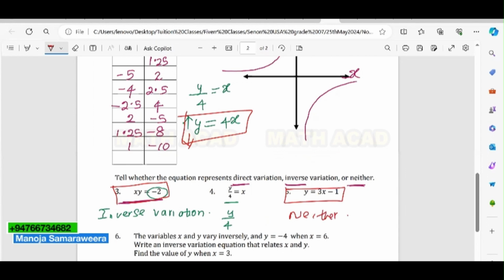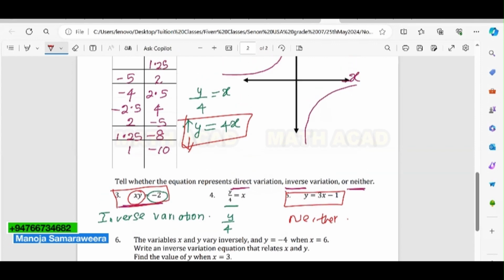So isn't there any easy method for pointing out an inverse variation or direct variation? When x and y are a product, it's inverse, right? I think the best way to do this is to rearrange your solution until it reaches x times y equal to a constant value. Yes. So this format means inverse variation.